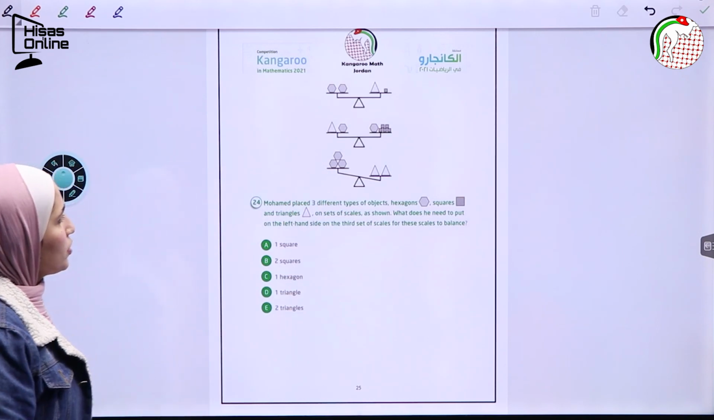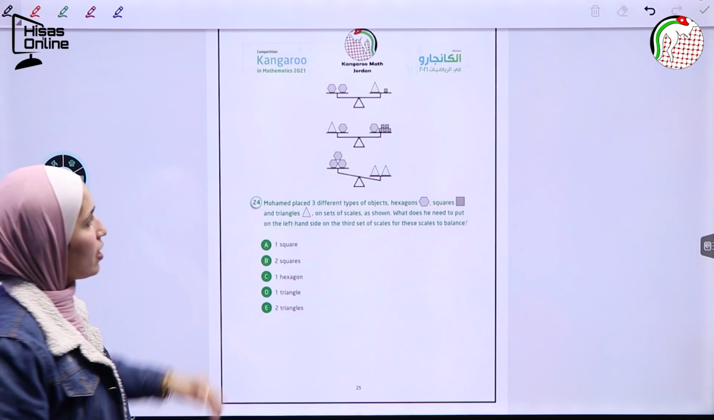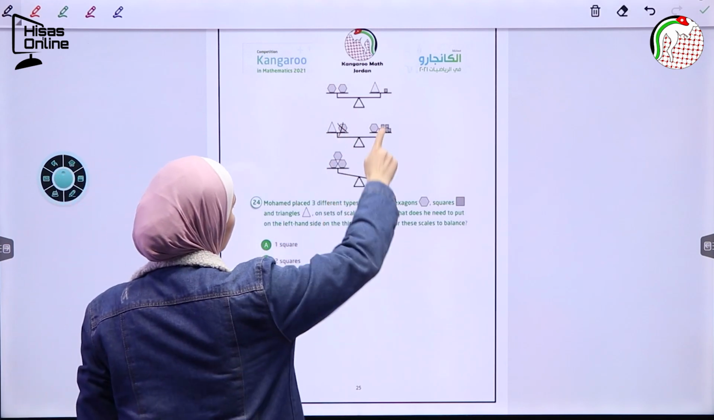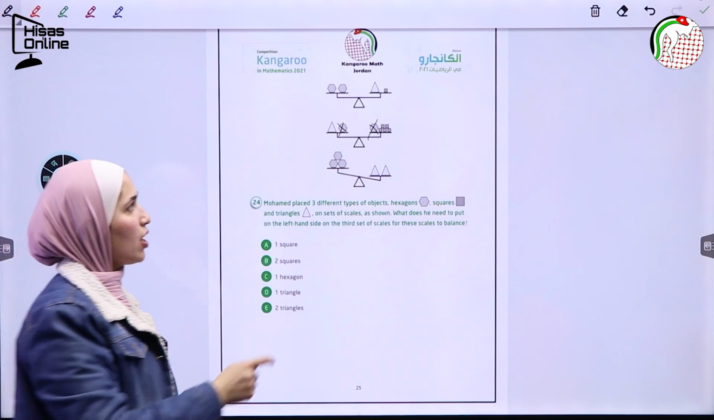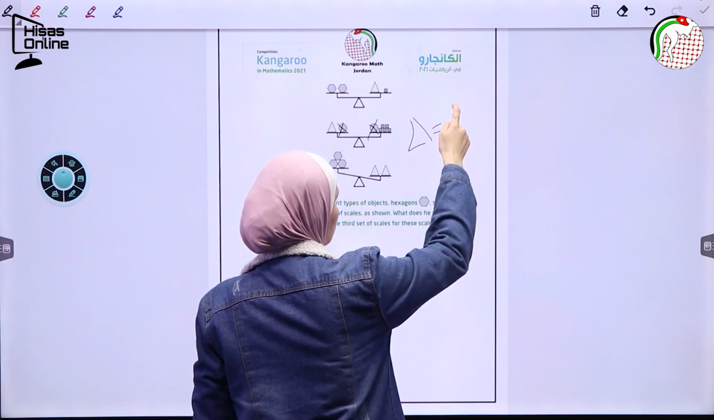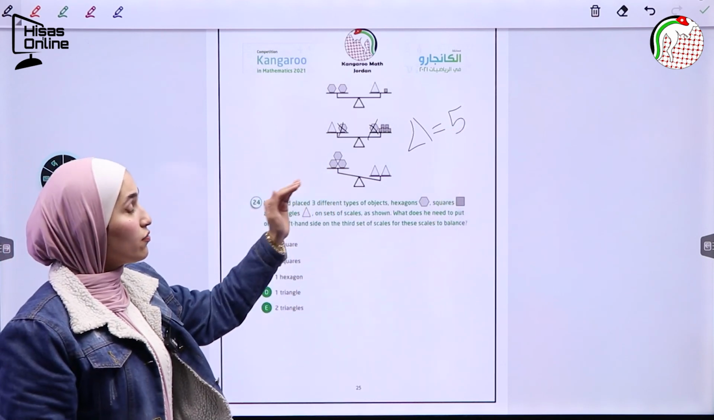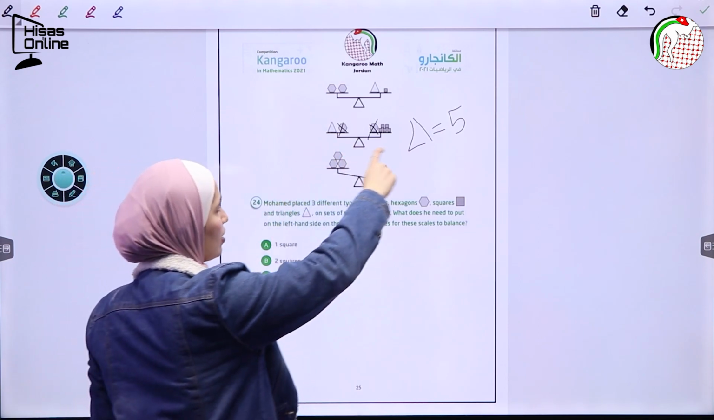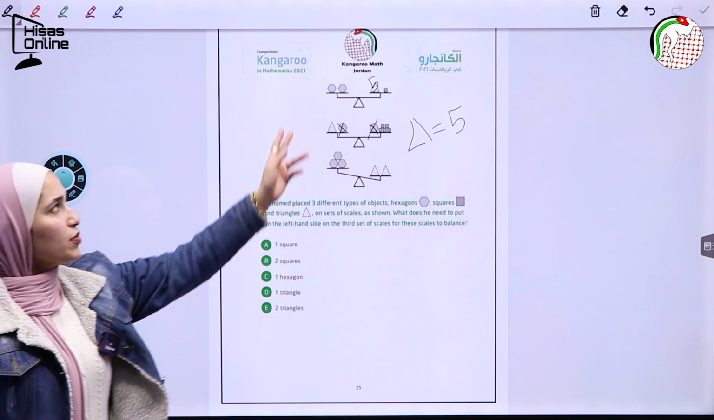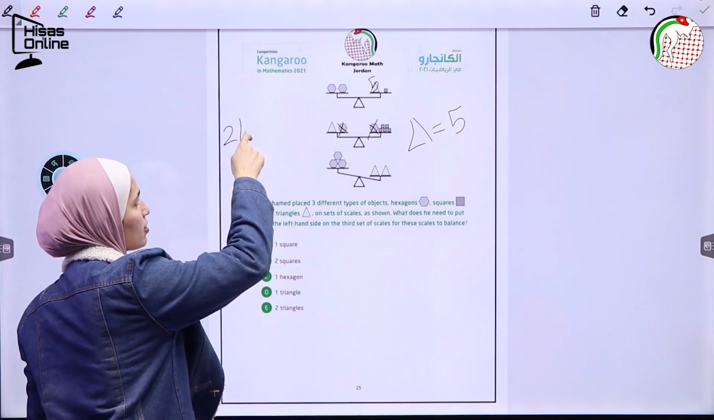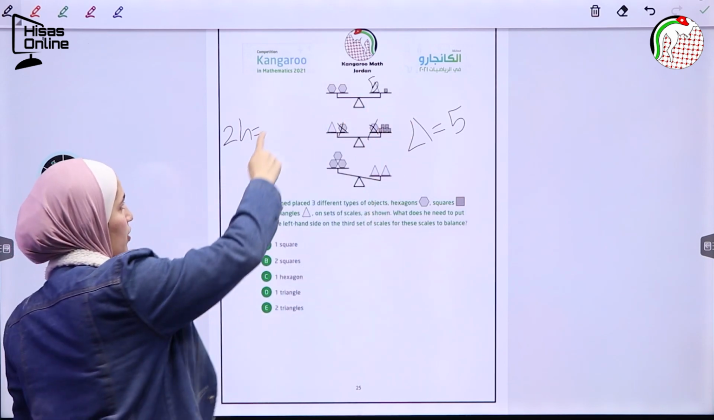So look at the scales. Yeah. So in the second scale, we can take 1 hexagon from here and 1 hexagon from here. So 1 triangle is balanced with 5 squares. So the weight of 1 triangle equals the weight of 5 squares. So if we replace in the first balance, instead of 1 triangle, 5 squares. That means 2 hexagons. 2 hexagons equals how many squares? 5 and 1? Yeah, 6 squares.